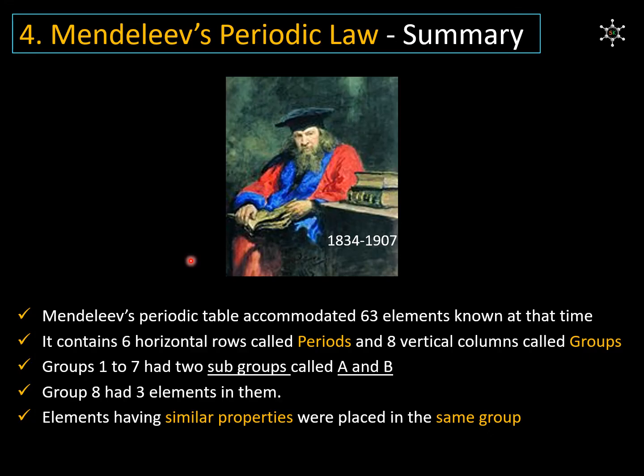Summary of Mendeleev's work. Mendeleev's periodic table accommodated 63 elements known at that time. It contains 6 horizontal rows called periods and 8 vertical columns called groups. Groups 1 to 7 had 2 subgroups called A and B. Group 8 had 3 elements in them. Elements having similar properties were placed in the same group.